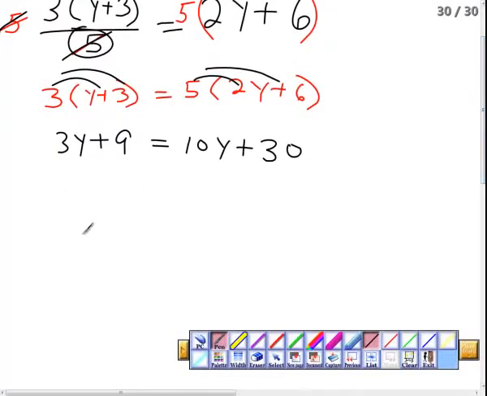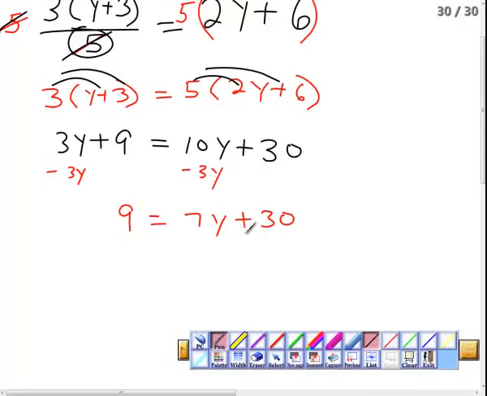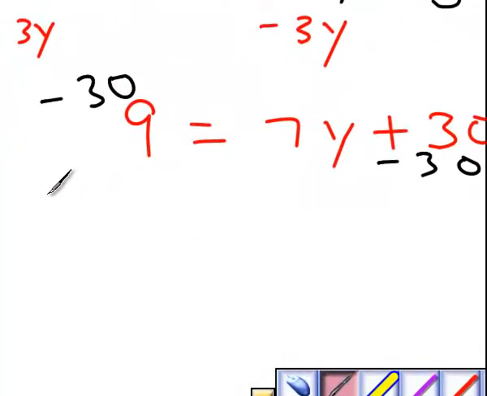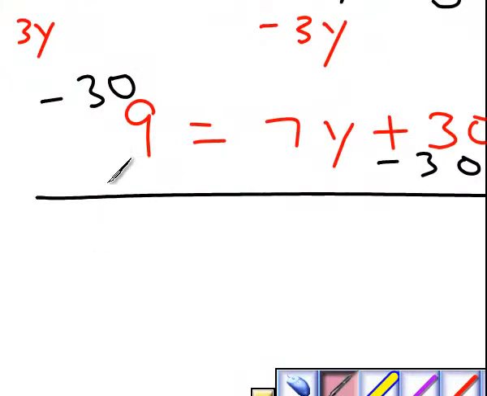All right, so now we want to combine like terms. And I like to keep my y's positive, so I would apply minus 3y. And we get 9 equals 7y plus 30. And then minus 30 minus 30. Put it above the 9 so that we can borrow right. And we get negative 21. So how are we doing so far?